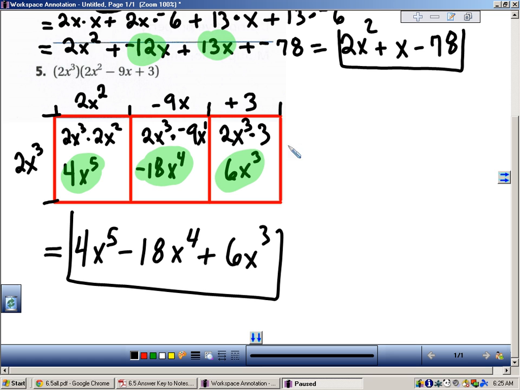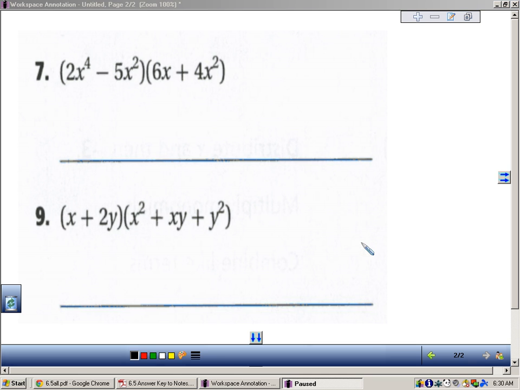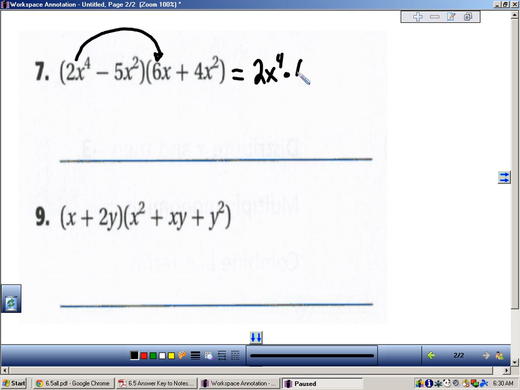So that's using the generic rectangle method. And the last question that I'll work out in this video is here. So let's just use the distributive property, the FOIL method. So I will take 2x to the fourth, multiply by 6x, plus 2x to the fourth multiplied by positive 4x squared. Again, always adding the terms that I'm multiplying by, and keeping the sign of those terms.